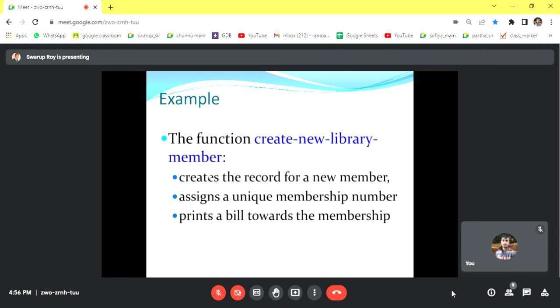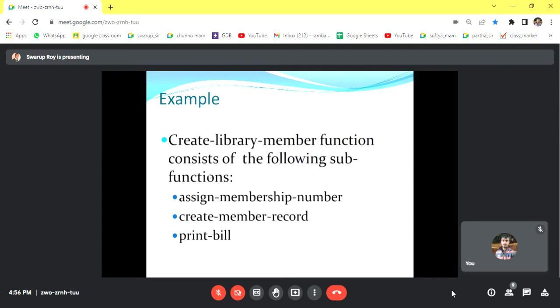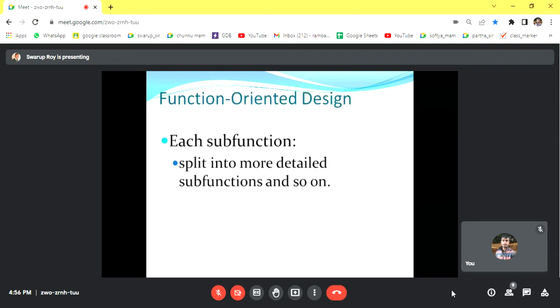Now what you can do is subdivide the task into some sub functions, and then you can have a single module by putting all the functions together: create record or enroll a member, generate membership number, print card. These three functions you can club together in a module, but you have to decide those functions first. So as I mentioned, these are basically library member functions and sub functions.